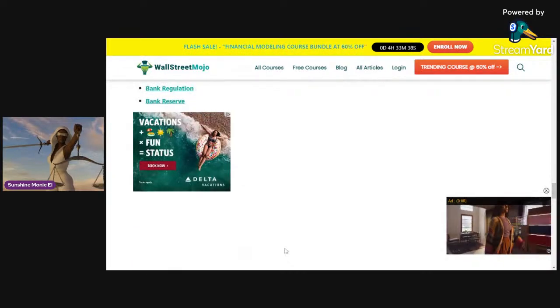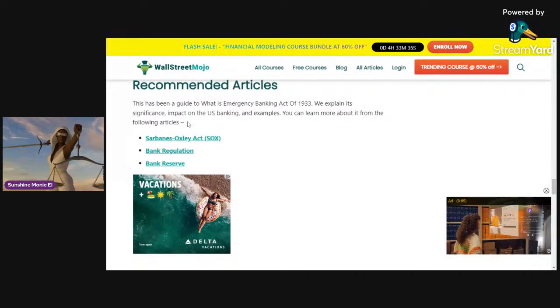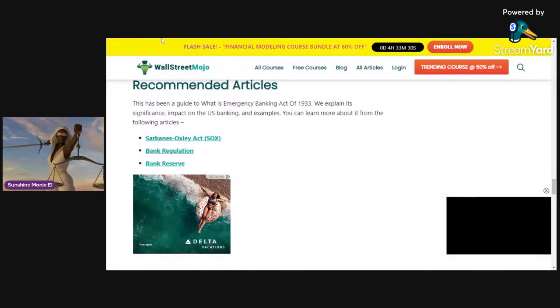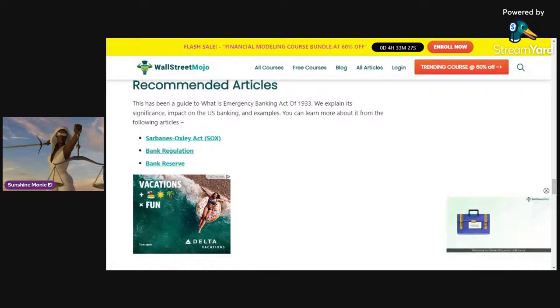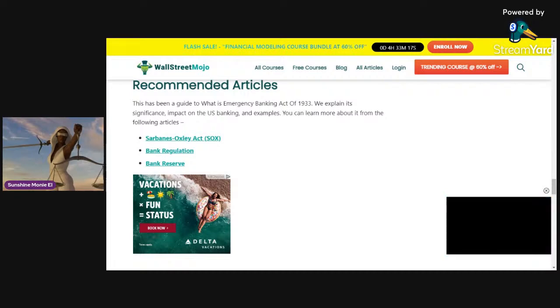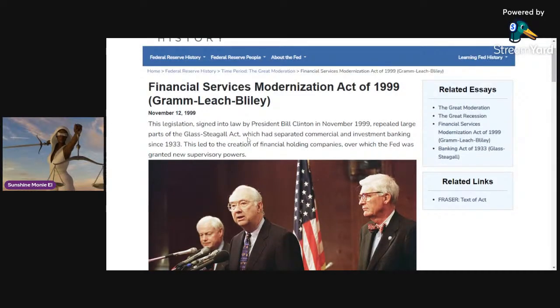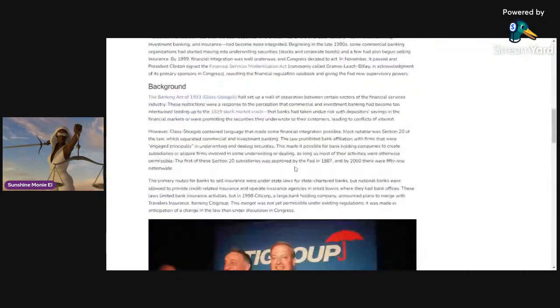Interesting. And then they give you some links. I would like to get into the Dodd-Frank Wall Street reform at some point. And then what was this? Oh, this thing over here with the Financial Services Modernization Act of 1999. 1999.